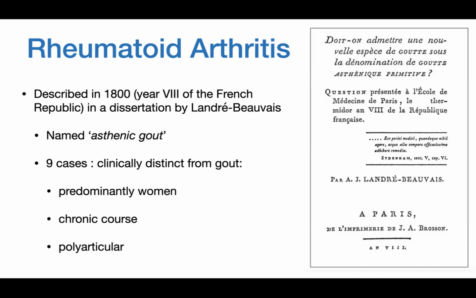In some sense, it's a pretty new disease. It was only really defined in 1800 by a student in their dissertation. The student called it asthenic gout. I think before 1800, any type of joint inflammation was just called gout. But this student recognized that this form of gout occurred more often in women. It had a chronic course, so it wasn't a flaring joint pain that got better, but it persisted. And it was polyarticular. It affected many joints.